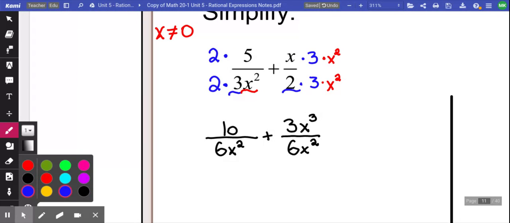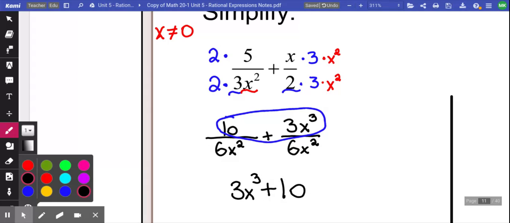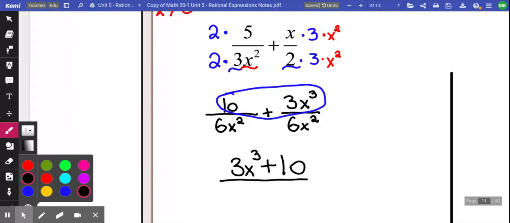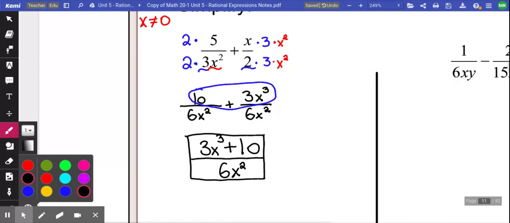When you have a common denominator, you can just add the top. You have 10 plus 3x cubed. Those are not like terms, so we just write it out from biggest to lowest. We go from our biggest exponent to lowest exponent. That becomes 3x cubed plus 10 divided by 6x squared. And that is my final answer. Here's how I know it's my final answer. I can't factor it. And I can't simplify.